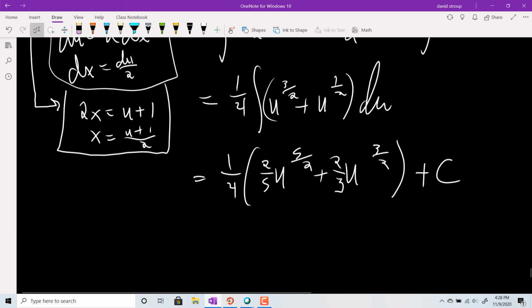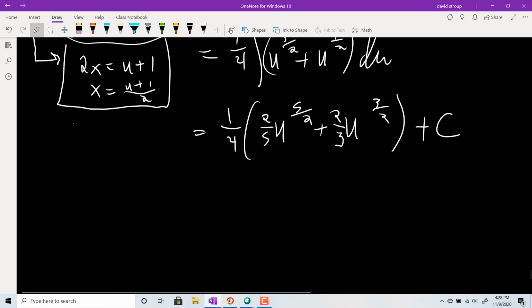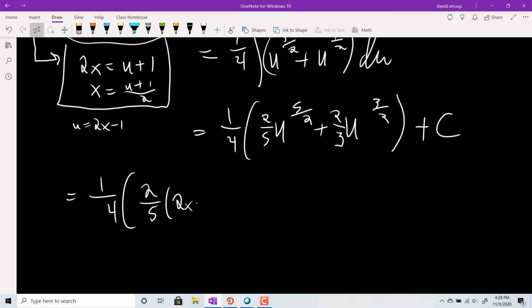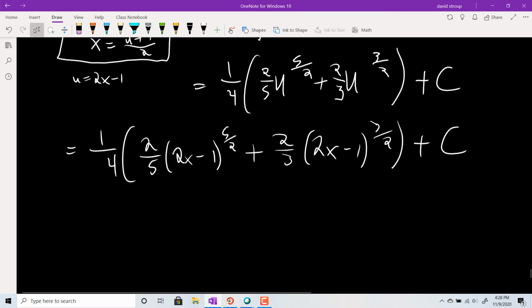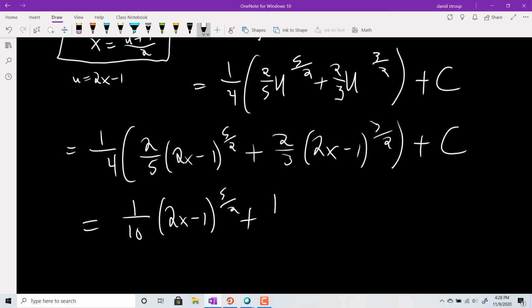And you still always have to back sub. So u is 2x minus 1. This ends up being 1/4 times 2/5 times 2x minus 1 to the 5/2 plus 2/3 times 2x minus 1 to the 3/2 plus c, and then you could distribute your 1/4. So you get, the 4 and the 2, 1/10 times 2x minus 1 to the 5/2 plus 1/6 times 2x minus 1 to the 3/2, and then plus c.